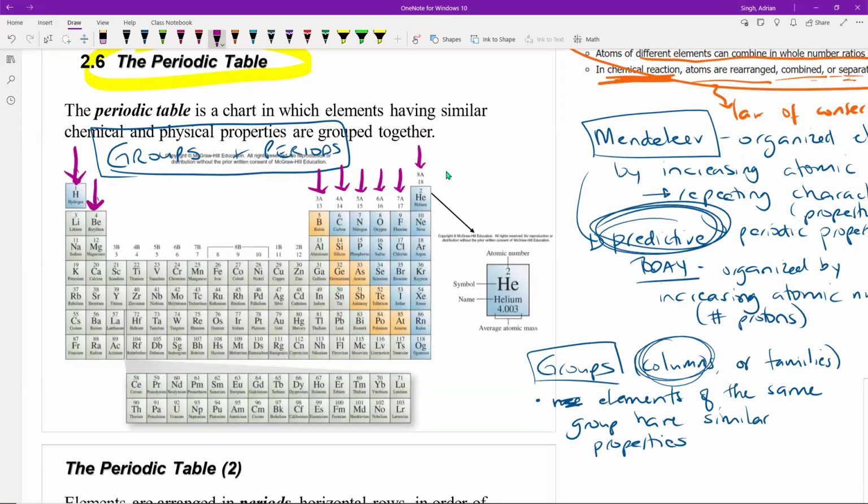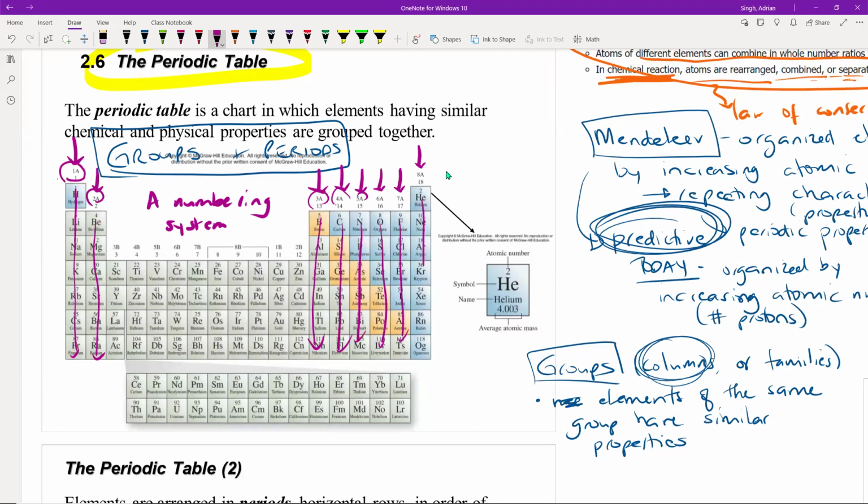So you'll notice on this particular periodic table, there are a couple of numbering systems that look a little different. What we're going to focus on is the A numbering system. So group 1A is this, all the way down from top to bottom. Group 2A is this column. Group 3A is all the way over here. Group 4A is this one. Then 5A, 6A, 7A, and then 8A.